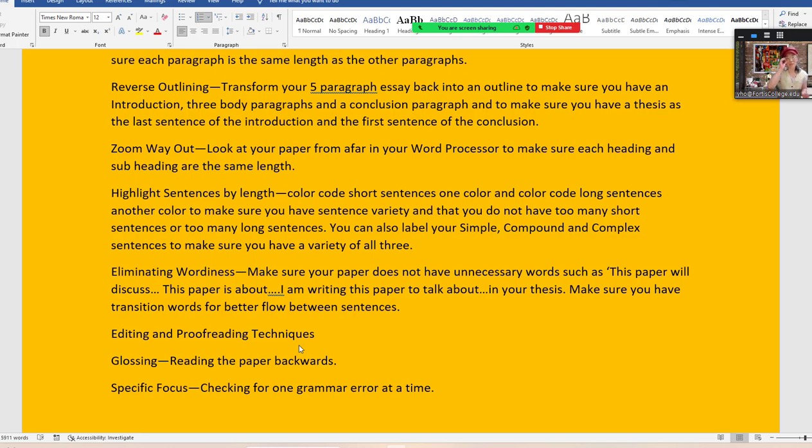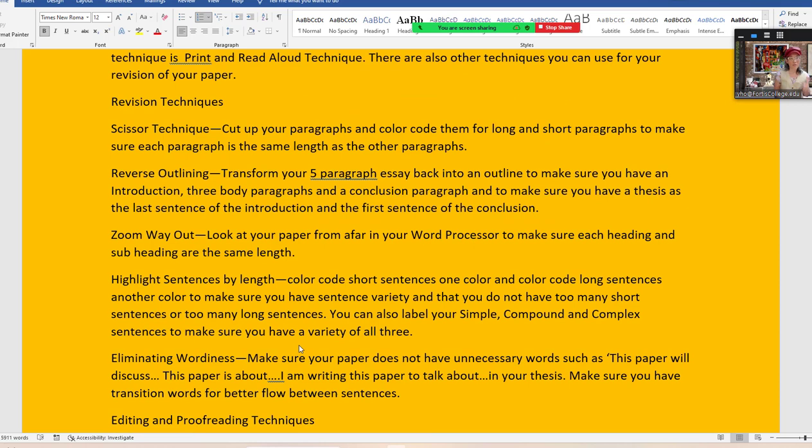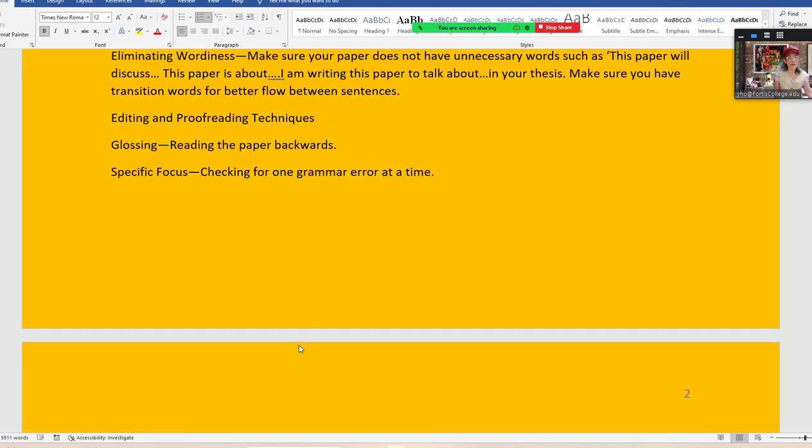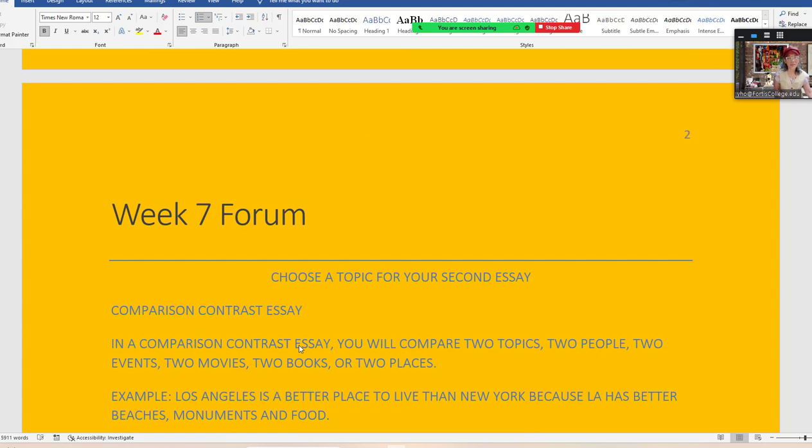Okay, so each post should have one technique from revision and one technique from editing, and those are the 2 techniques in which you revise your paper. And then is that clear? Is that good? Yeah. Okay.